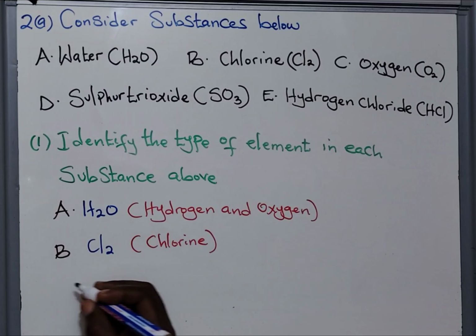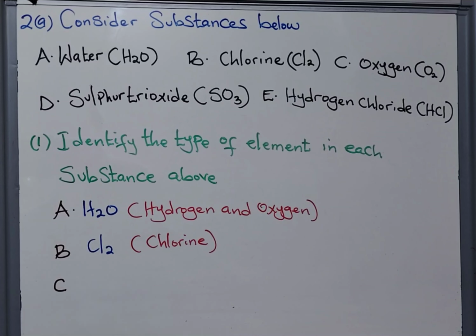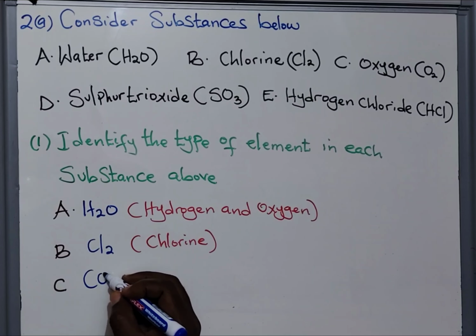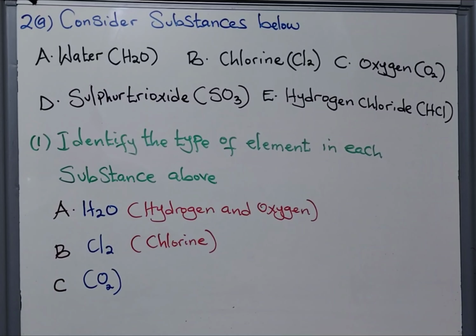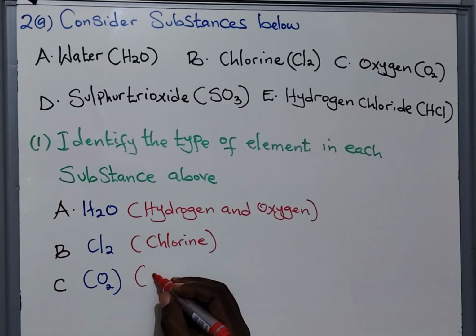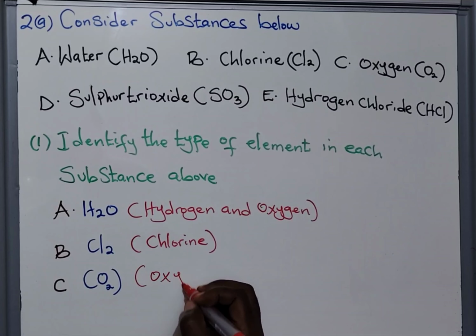So we go to C. C is oxygen, given by the formula O2. So what are the elements in oxygen? It has only one type of element, which is oxygen atom.